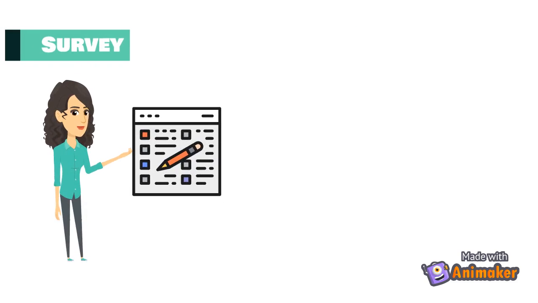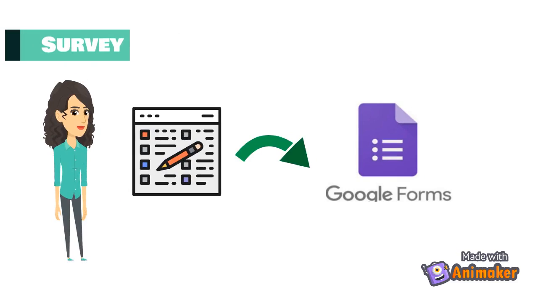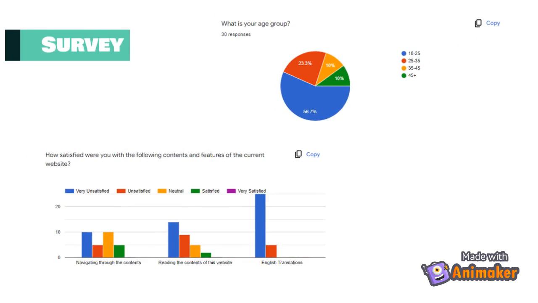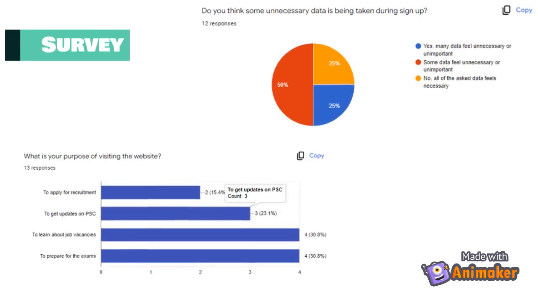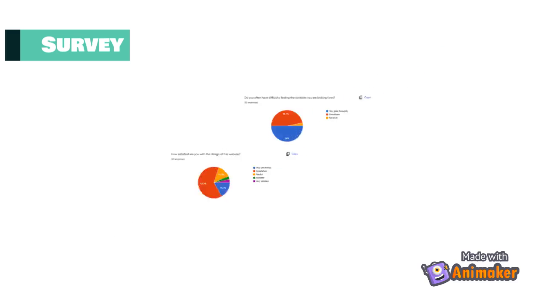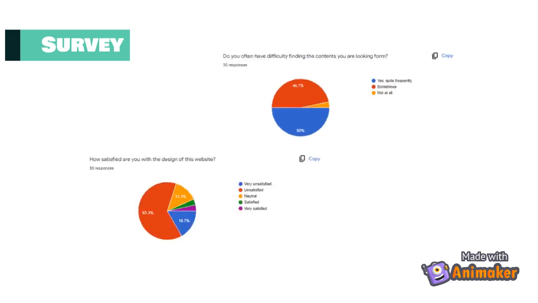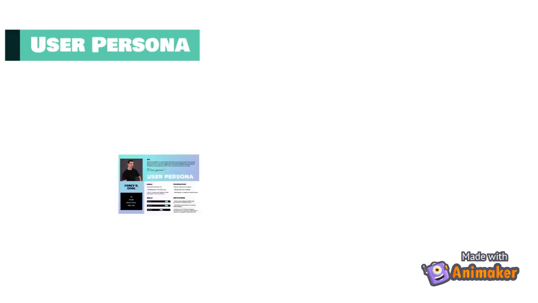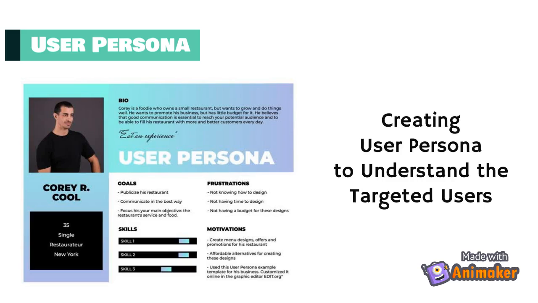To get started with our design, we first conducted a survey from our targeted users via Google Forms and collected responses from 30 diverse individuals, mostly aged between 15 to 30. The results from this survey clearly showed the dissatisfaction of users with the current portal while accessing online forms, getting updates, and navigating through the contents of the interface. A user persona was created to understand our target users and identify the needs.